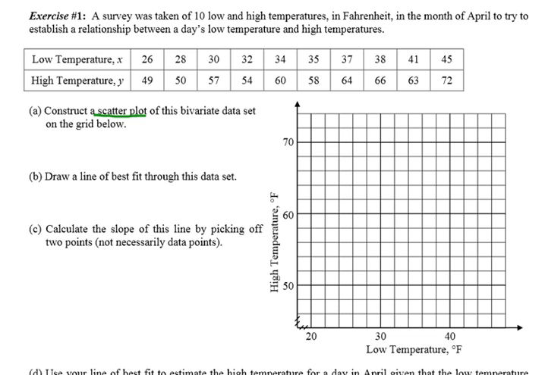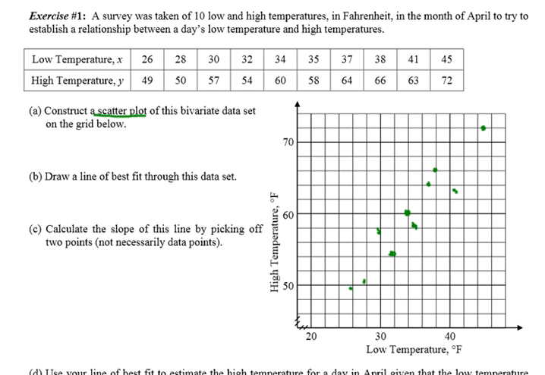These are our x and y values, so we're going to plot these. 26 and 49, so that's about here, and 28 and 50, 30 and 57, 32, sorry, I'm not talking, I'm just reading the data points here. 35 and 58, 37 and 64, 38 and 66, 41 and 63, and then 45 and 72.